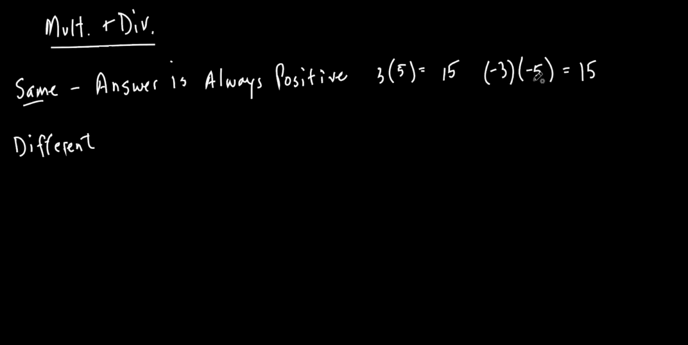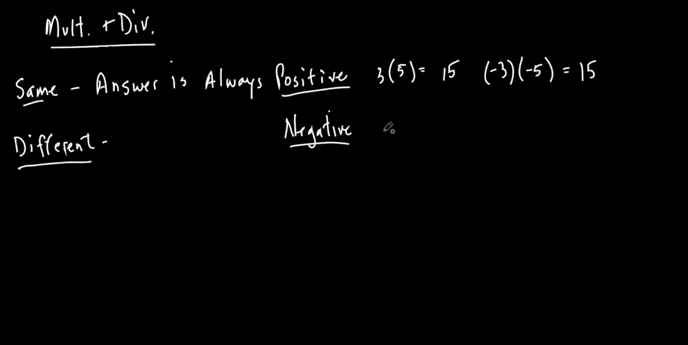So when they're the same signs, the answer is always positive. So what do you think if you have different signs? The answer is always, here, I'm not going to write all that out. The answer is always what? Negative. All right. Doesn't matter which one's bigger, which one's smaller. Doesn't make a difference with multiplication and division. Your answer is always negative when they're different signs.